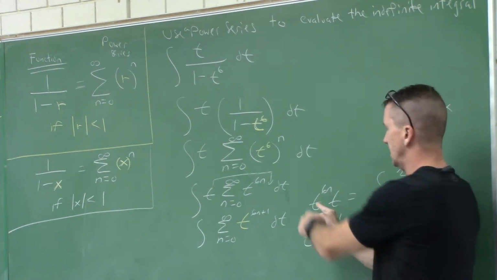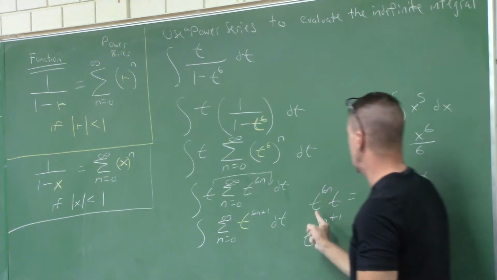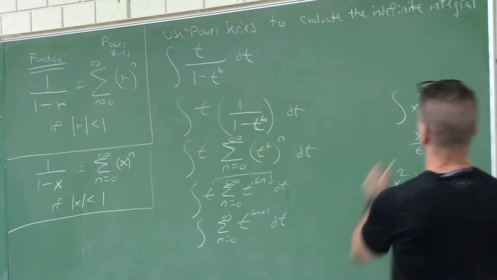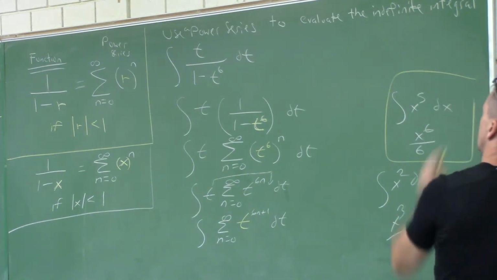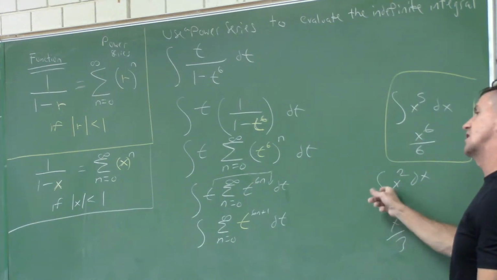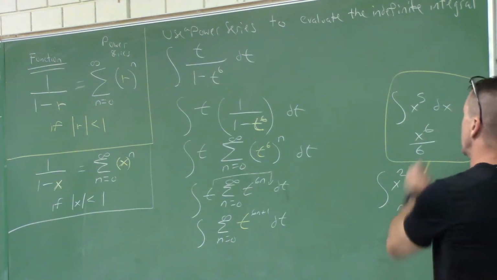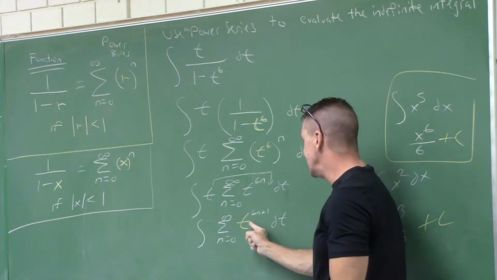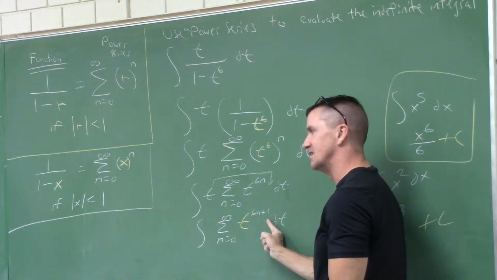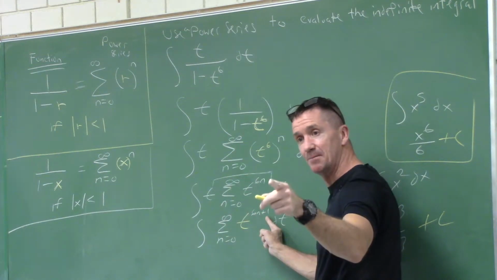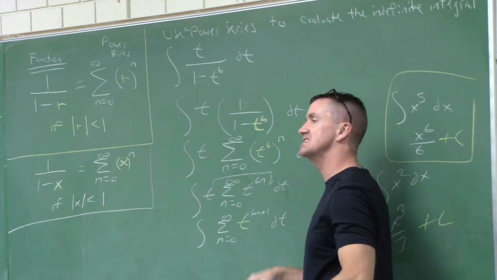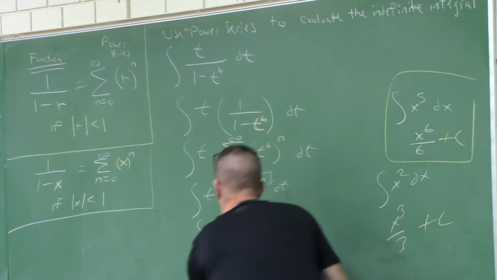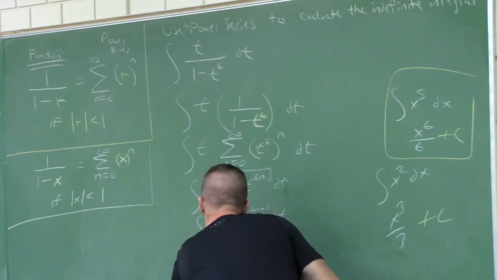And the reason I was able to do that, t to the 6n times t becomes t to the 6n plus 1. Now, again, what's the integral of x to the fifth? X to the 6th over 6. What's the integral of x squared? X cubed over 3, plus C, right? So what's the integral of t to the 6n plus 1? You add 1 to the exponent, then divide by it. So what is 6n plus 1 add a 1? 6n plus 2. Here comes my antiderivative. Problem solved.